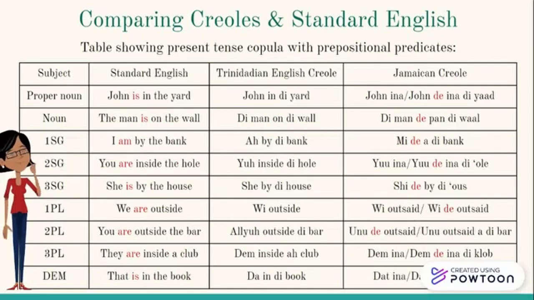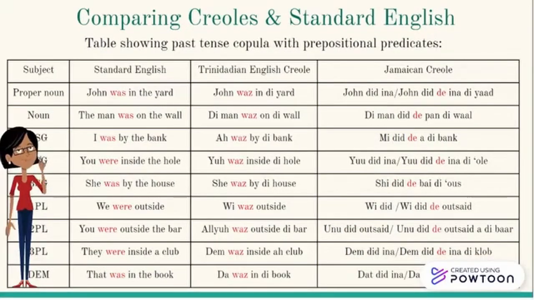Present tense copula with prepositional predicates, when the subject is a demonstrative: that is in the book, that in the book, that day in the book. Past tense copula with prepositional predicates: that was in the book, that was in the book, that day in the book.